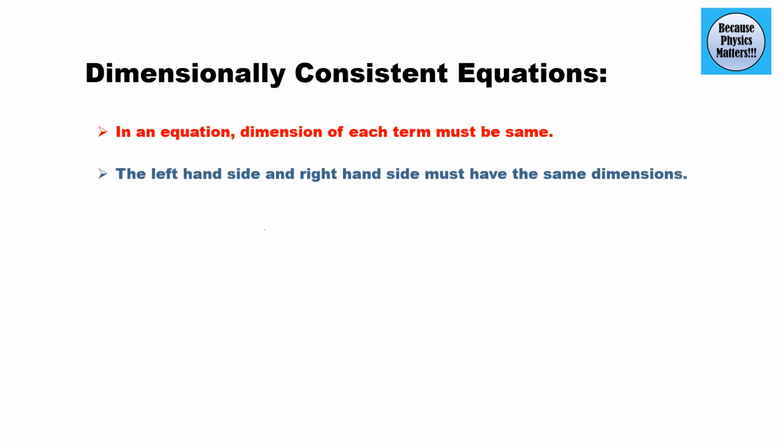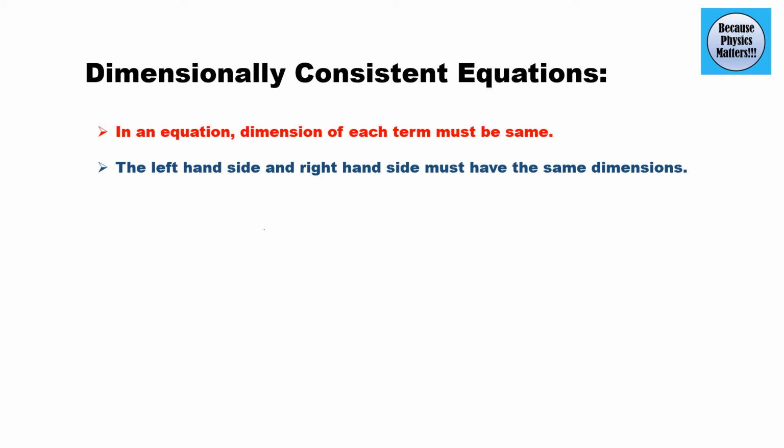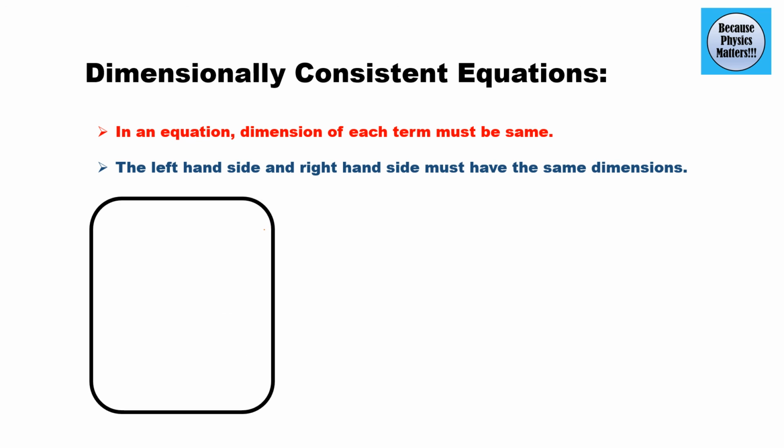That is the first thing. The left hand side and right hand side must have the same dimensions. So that is also an important thing. And now I will show you how we can check this. For example, I have these three equations and you are well familiar with these three equations.